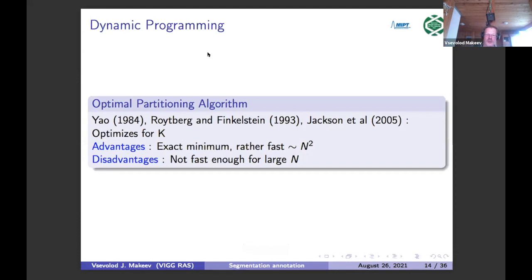So we are going to use an efficient algorithm, which is called dynamic programming. It was published several times. I think the earliest publication was by Yao in 1984. Then it was published by Roytberg and Finkelstein in 1993. I knew Michael Roytberg as a younger scientist, a really great guy and very good at teaching people algorithms. Later it was rediscovered several times too. So we are going to discuss the dynamic programming algorithm, which works with quadratic efficiency.